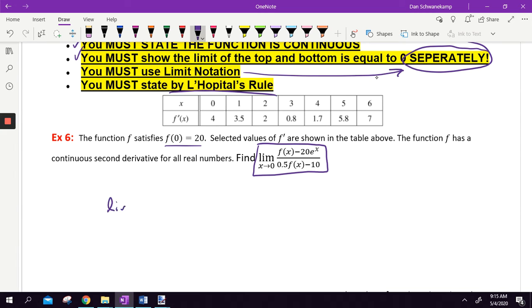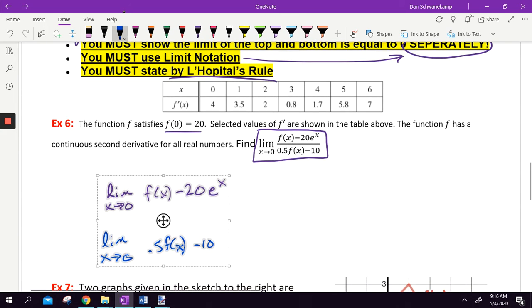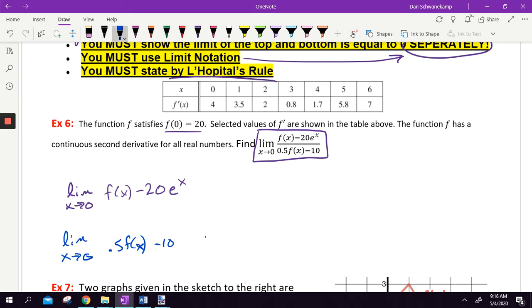I'm going to find the limit as x approaches 0. You need to write it out of f of x minus 20 e to the x power. I am also going to find the limit as x approaches 0 of the bottom. So on bottom, I get 0.5 f of x minus 10. If you don't show it separately, then you can't do L'Hopital's rule, and you're not going to get full credit. Okay, if you don't do this, this is a 3-point question. Even if you get the complete right answer, if you don't do this, you're only going to get 1 out of 3. So don't screw this up.